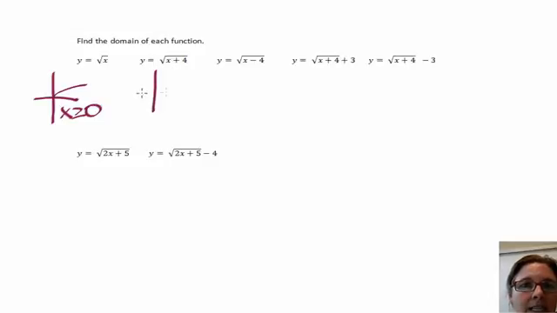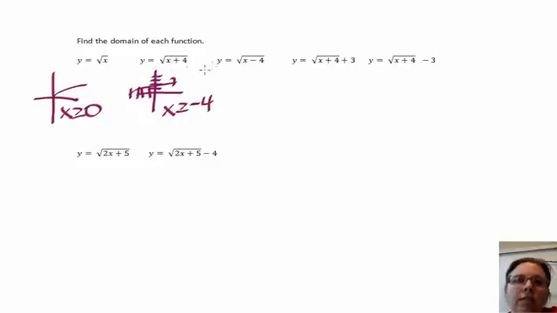Something that looks like this is going to move it up. I'm sorry, it's going to move it left 4 because it's inside. Okay, it's inside the radical, so it's going to move it left 4. So now my graph starts over here at negative 4. So my domain is x is greater than or equal to -4, and it goes the opposite.